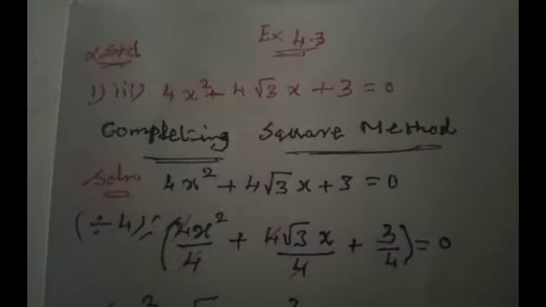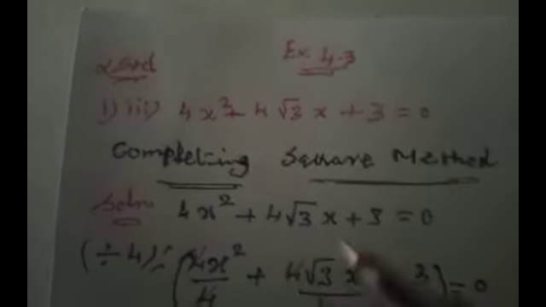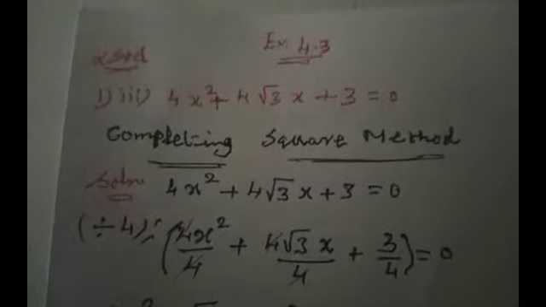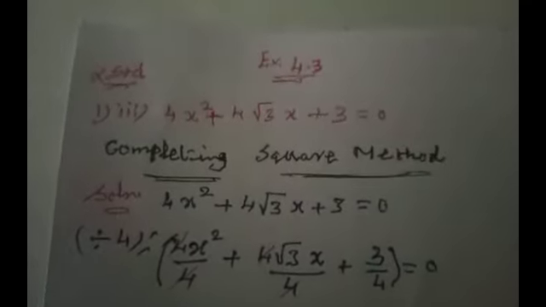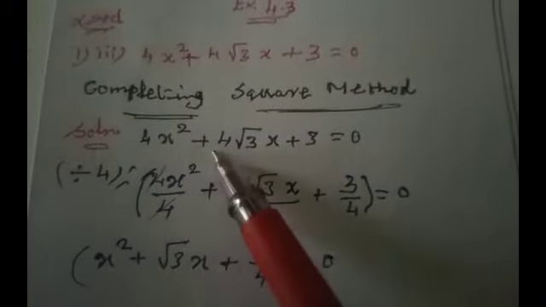Now exercise 4.3, the third subdivision. 4x square plus 4 square root of 3x plus 3 equal to 0. This sum has to be done in both the completing the square method as well as the formula method. First let us do it in the completing the square method. 4x square plus 4 root 3x plus 3 is equal to 0.